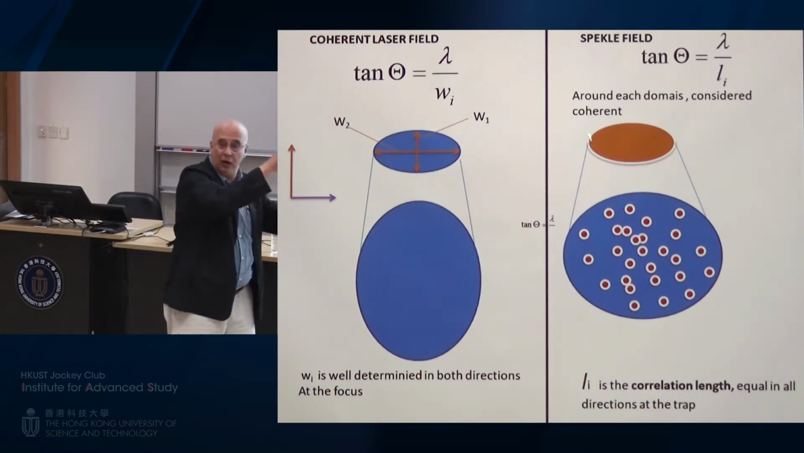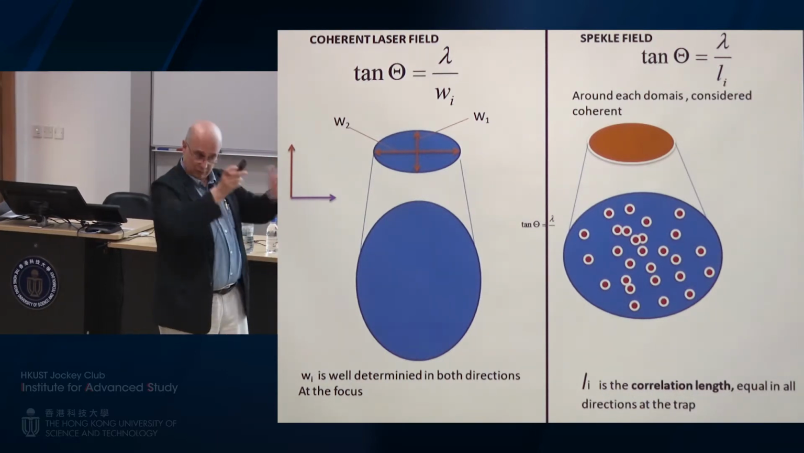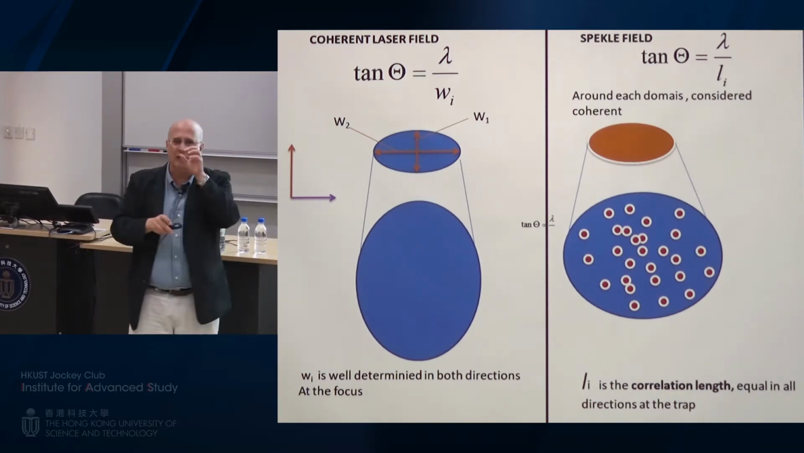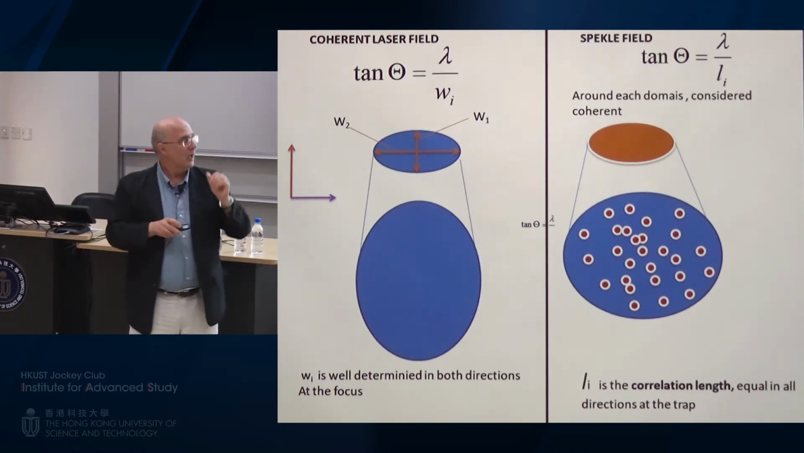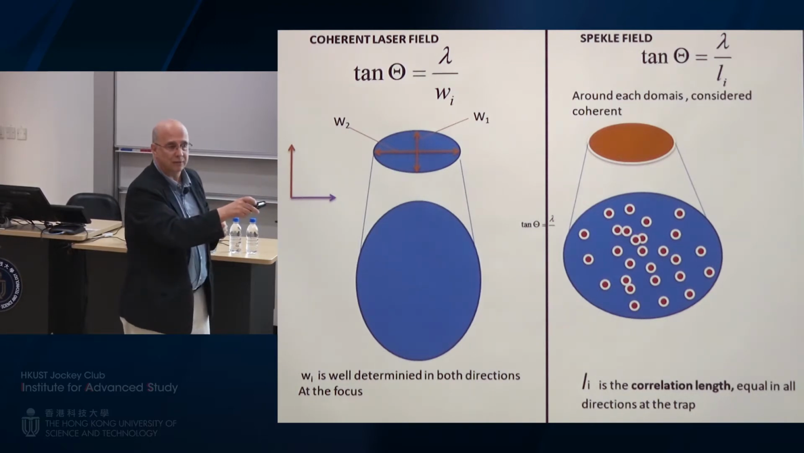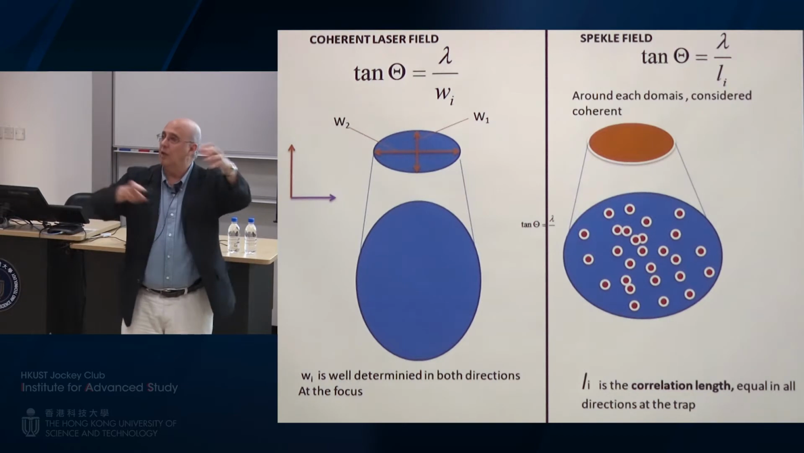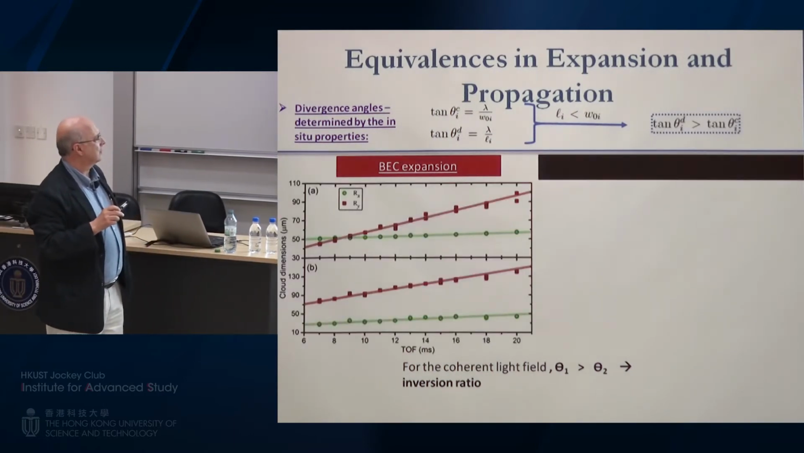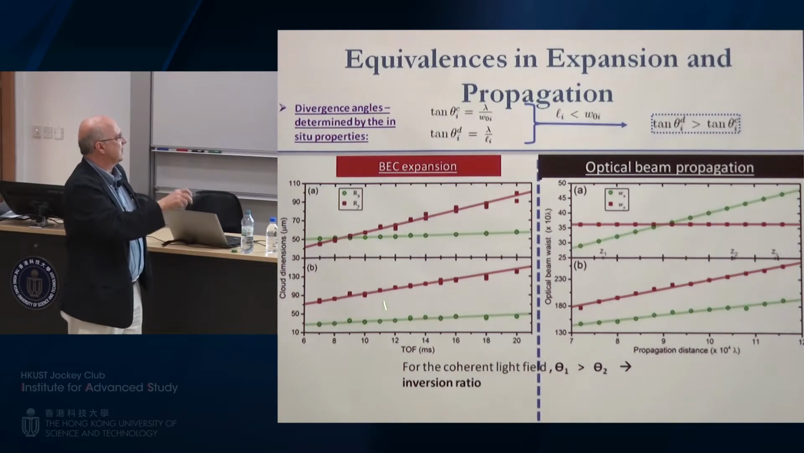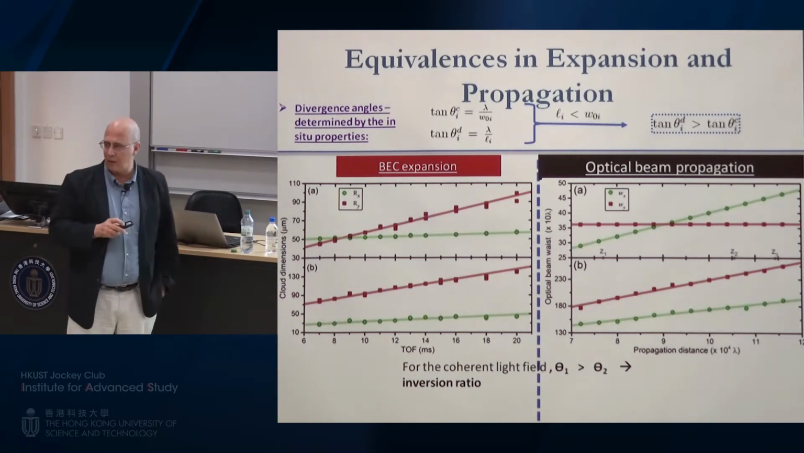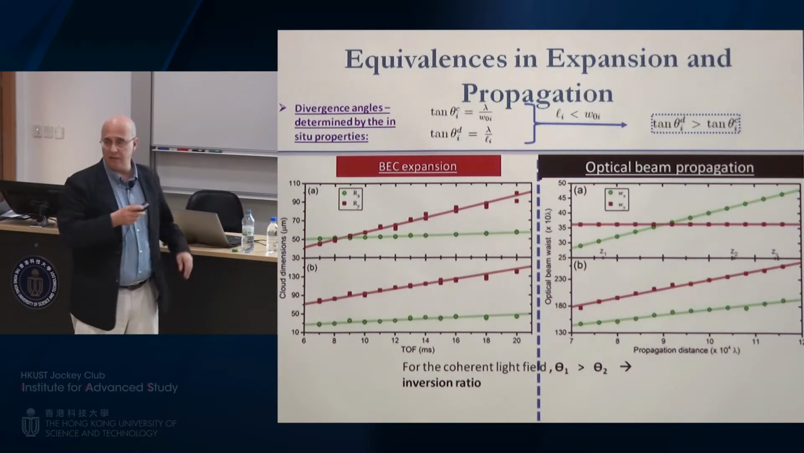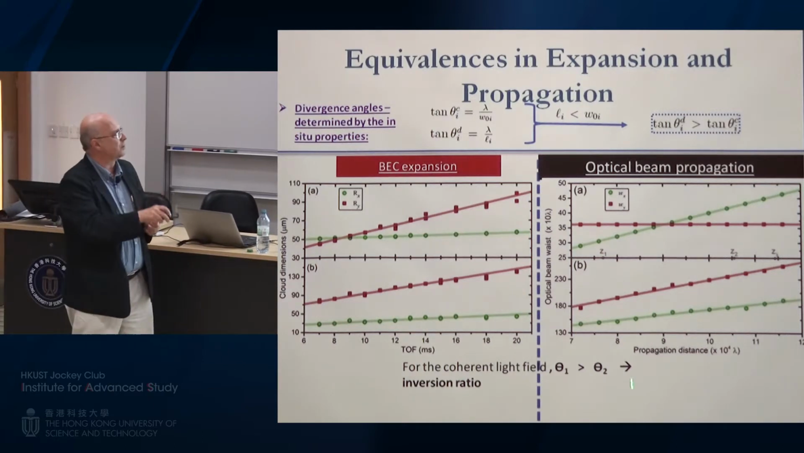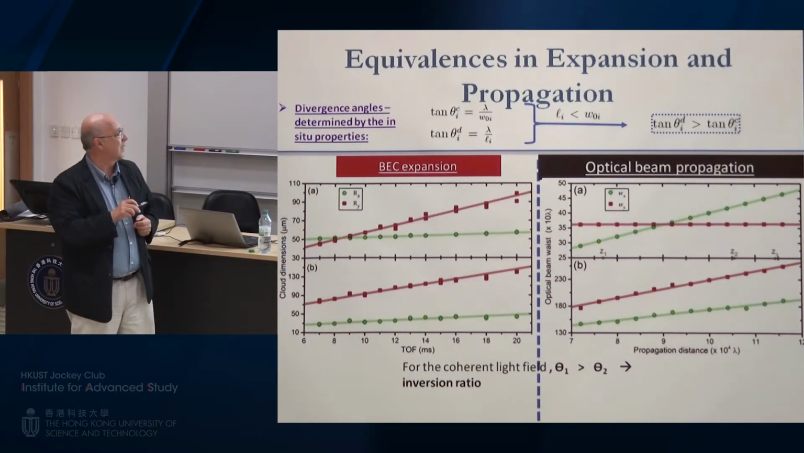Now, when you have a disorder, the diffraction angle depends on the wavelength divided by the coherence length. Depending on the size of those coherent domains. What is the coherent domain? And this, of course, may not depend on the direction. Therefore, we expand equally in all directions. This is the behavior, right? You see that the BEC expansion and an optical beam propagation are very equivalent. They are both waves. A BEC is a coherent wave. A turbulent BEC is like a collection of coherent domains, like the speckle optical beam. Therefore, there is a big analogy.